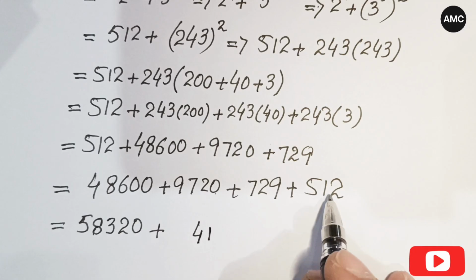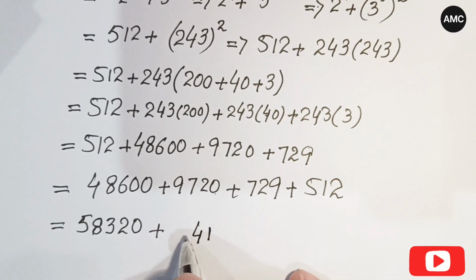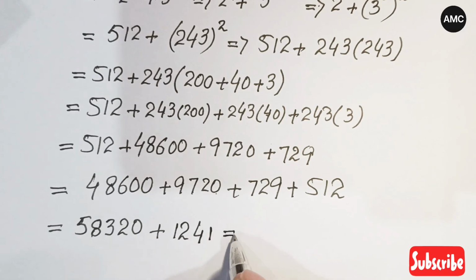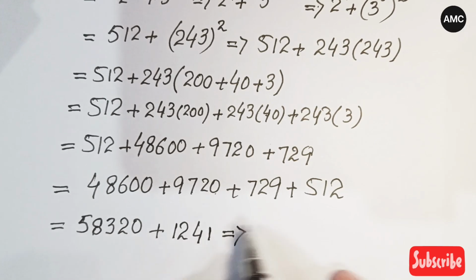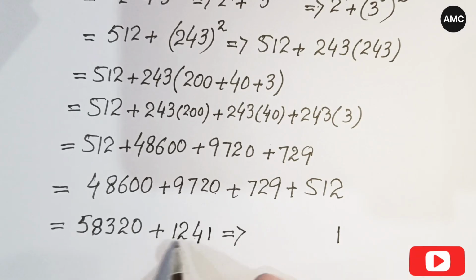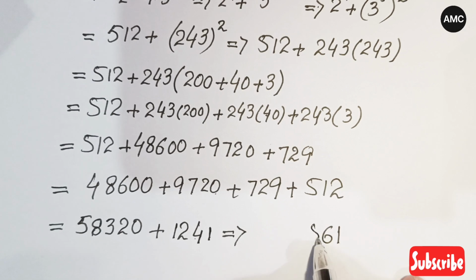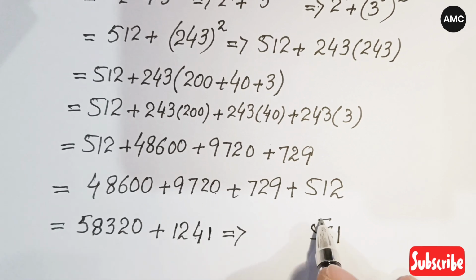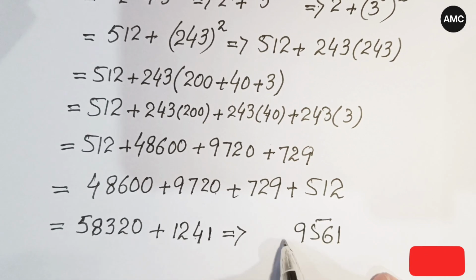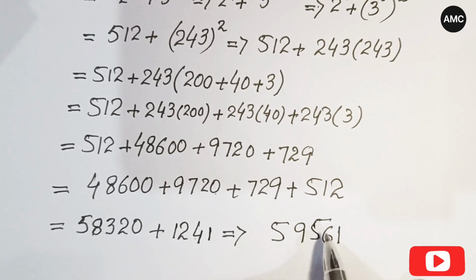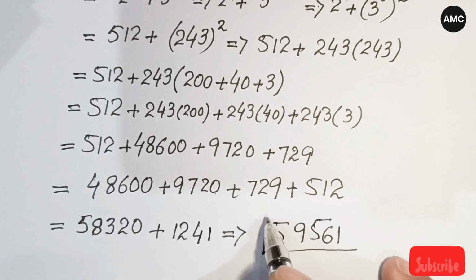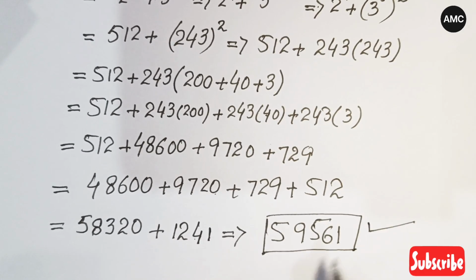Here 4 and 1 is 5, and 7 we just write 12 here. So adding these two, we get 1 plus 0 is 1, 4 plus 2 is 6, and 2 plus 3 is 5, 1 plus 8 is 9, and we get 59. So 59561. It is our simplest form of this problem. So it is our final answer.